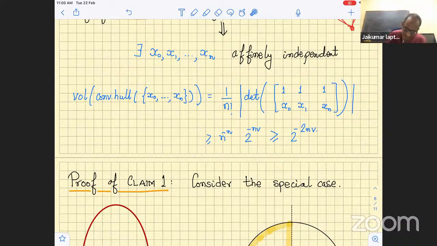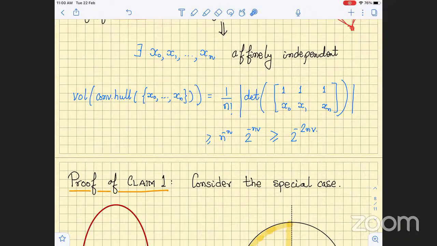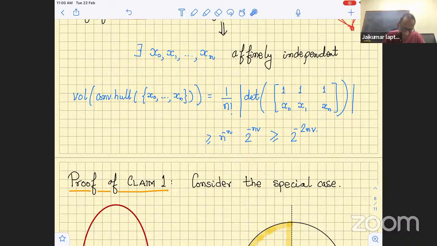Let me just say how you are probably used to the fact that the absolute value of the determinant is the volume of the parallelepiped. Yes, this is just Gram-Schmidt orthogonalization. You will see that it is a parallelepiped. But let me just explain, maybe 1 minute and then I will stop. I will not prove claim 1 today.